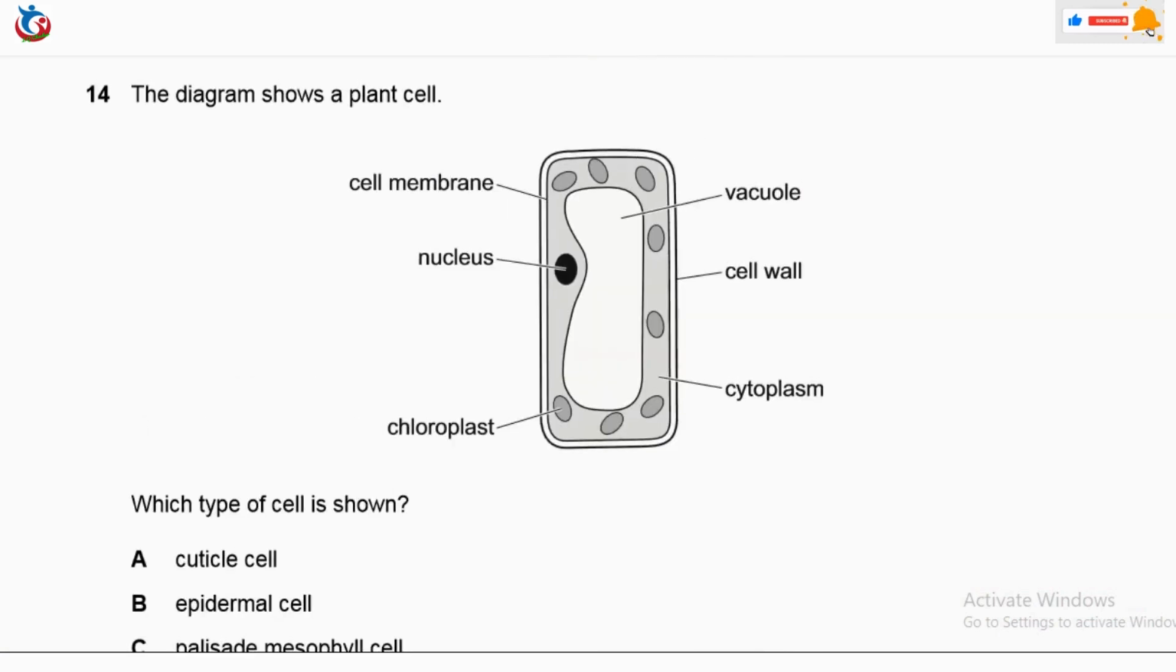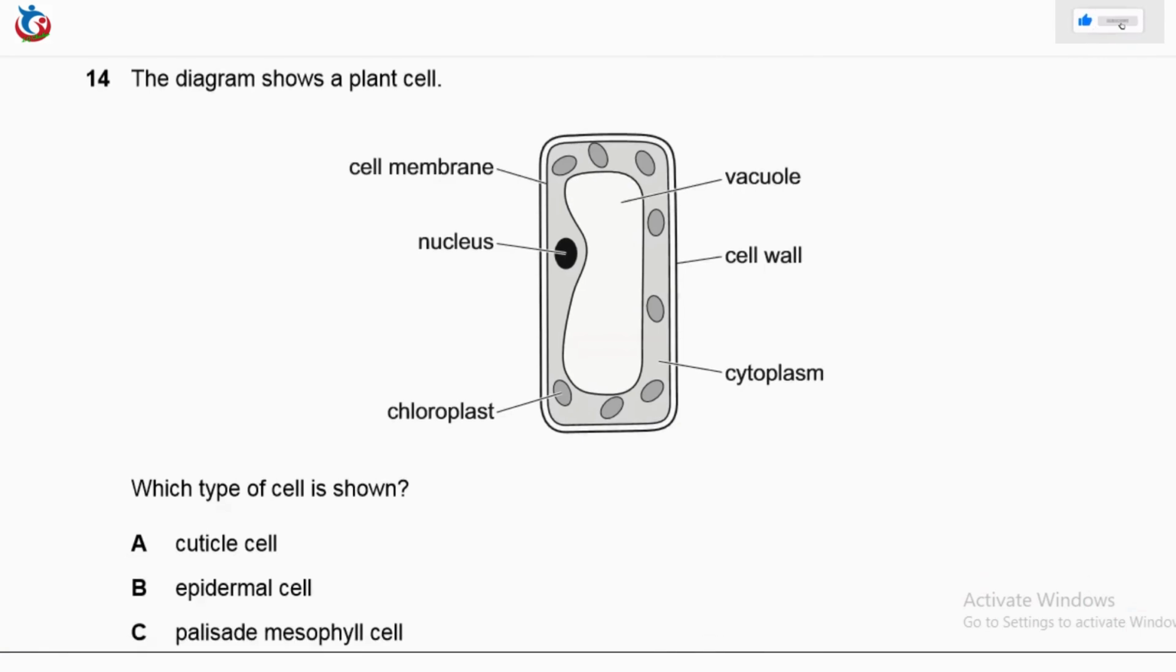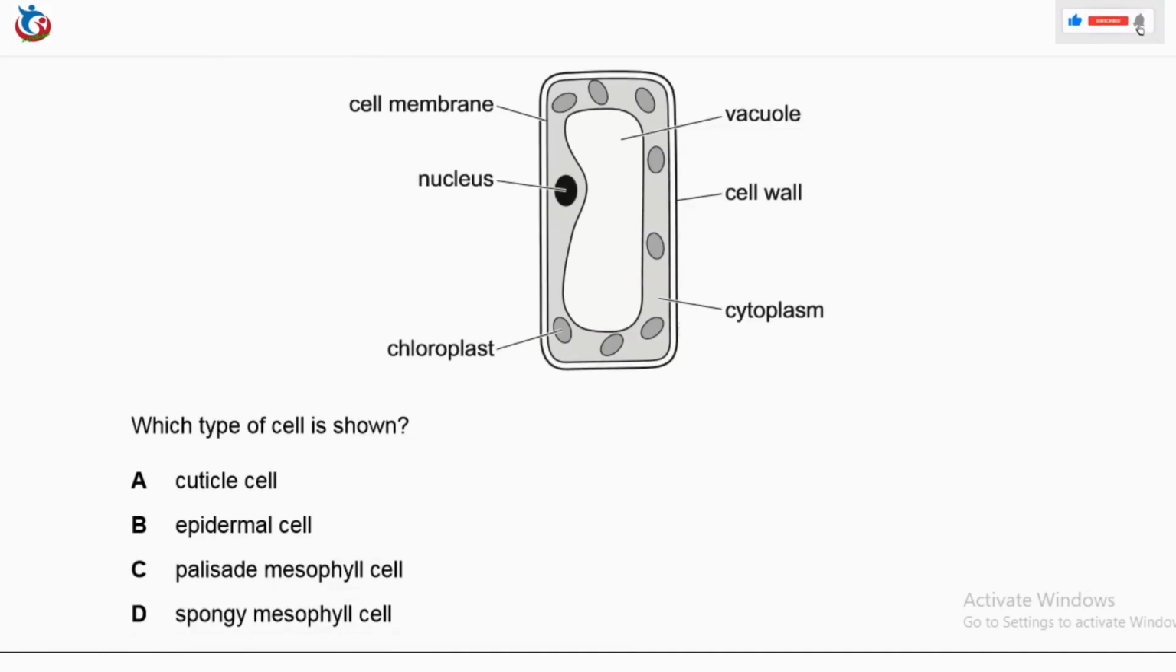Question 14 says, the diagram shows a plant cell. Which type of plant cell is this? If you take a good look at the diagram, you will see that it has so many chloroplasts. You can see the chloroplast, this chloroplast, this chloroplast. So many chloroplasts are present here.